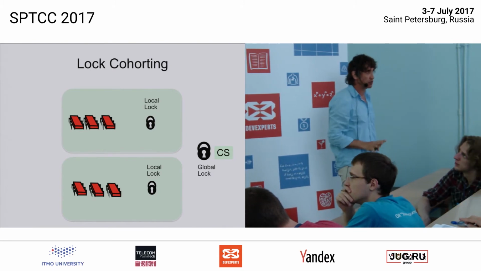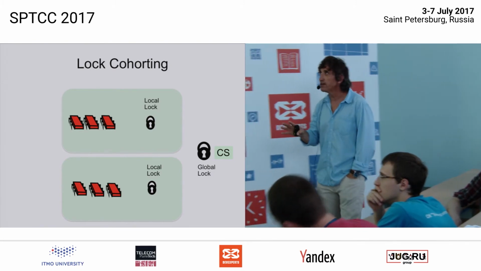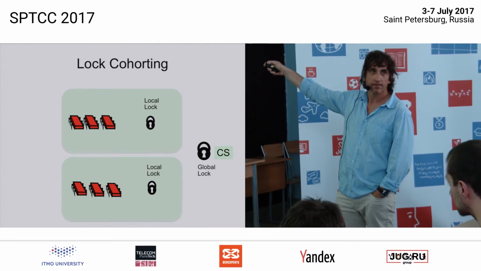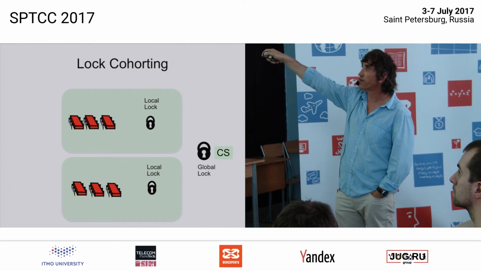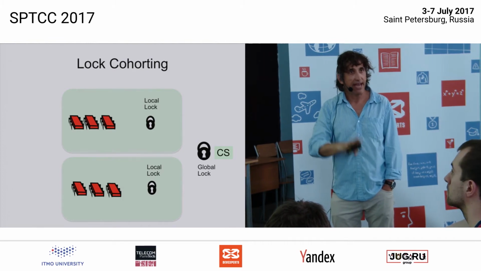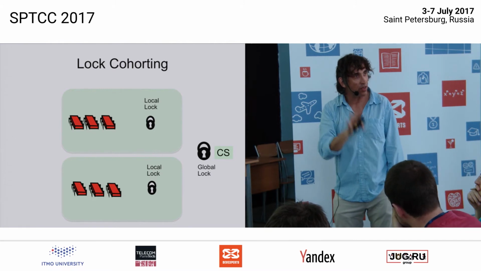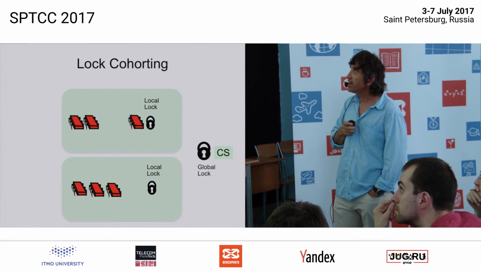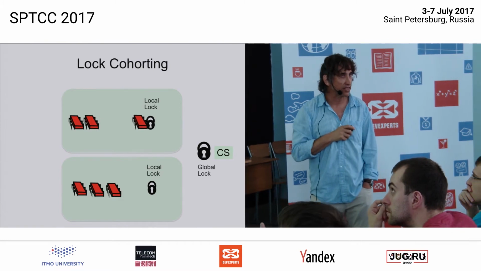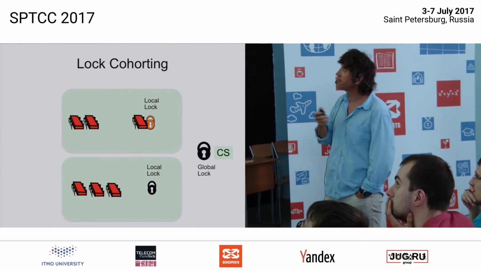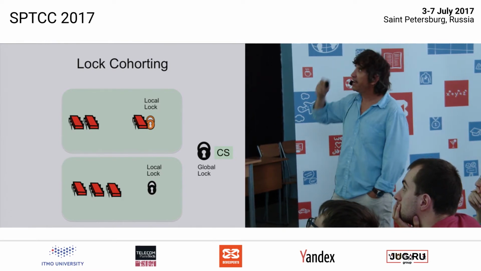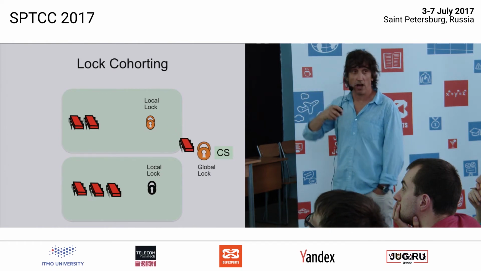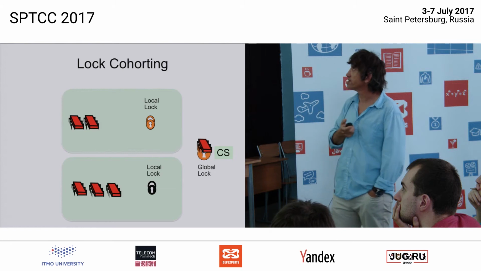So here's what I'm going to do. I am going to have one global lock, and then a local lock for every node. I'm going to acquire the locks in the following way. If a thread wants to get the lock, it grabs its local lock, then it goes to the global lock, grabs the global lock, goes into the critical section.